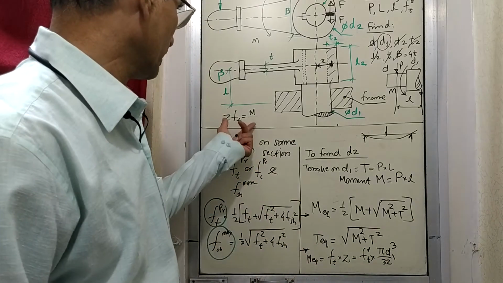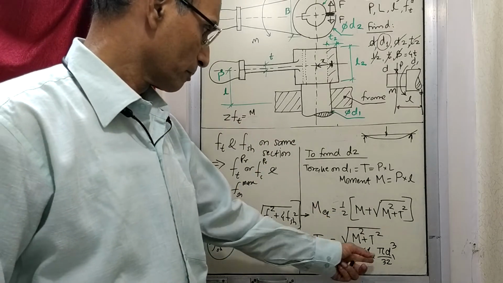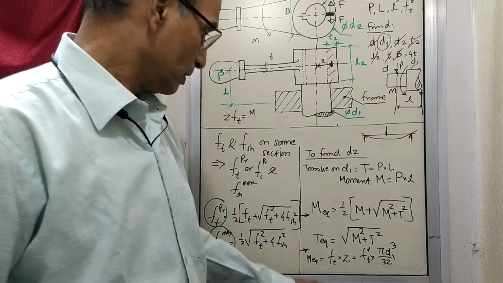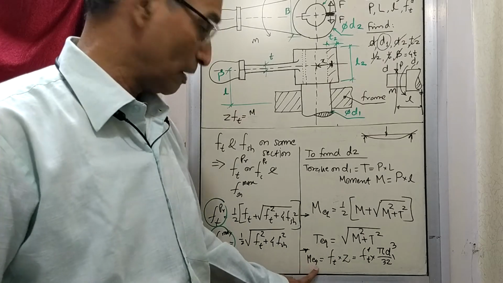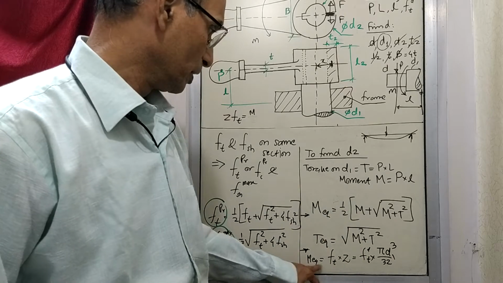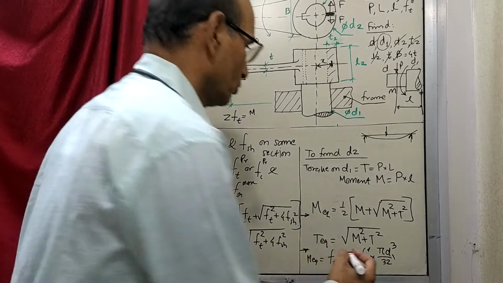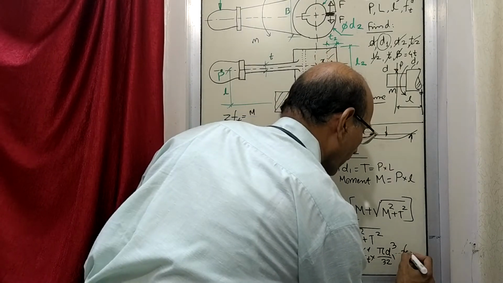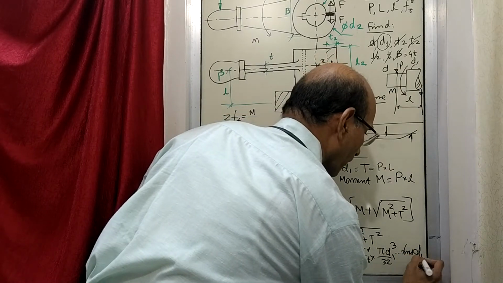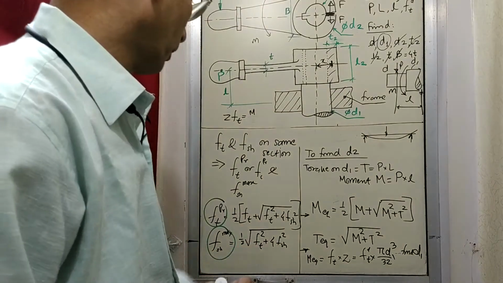So we have written a similar equation, a design equation. And in this design equation, M equivalent is known, equal to Ft design given. So what is unknown? D1. So find D1. We have found out D1.